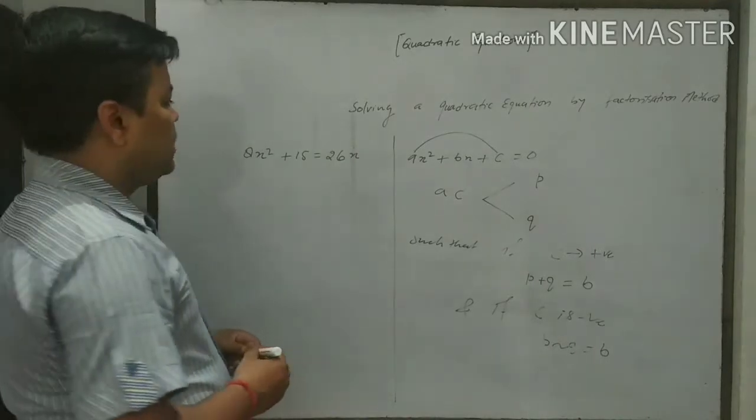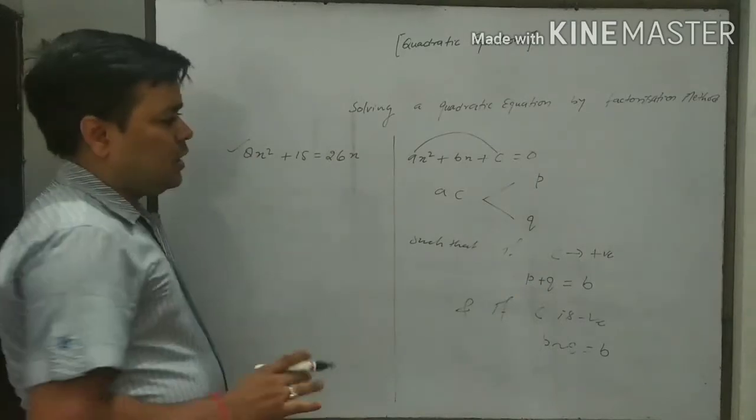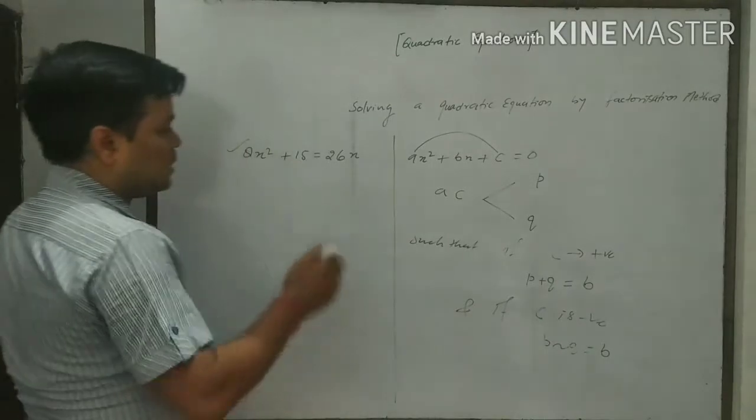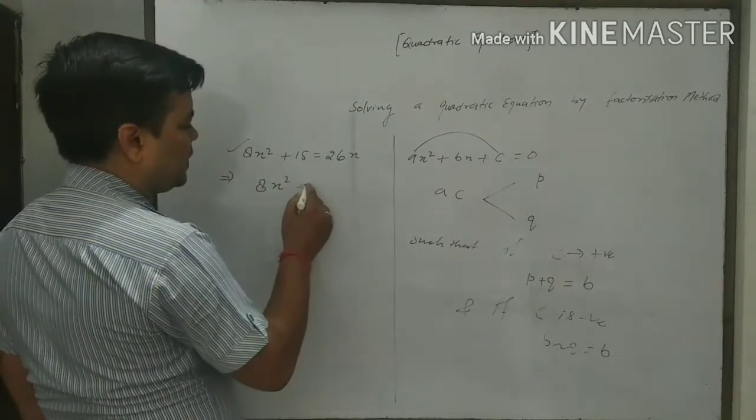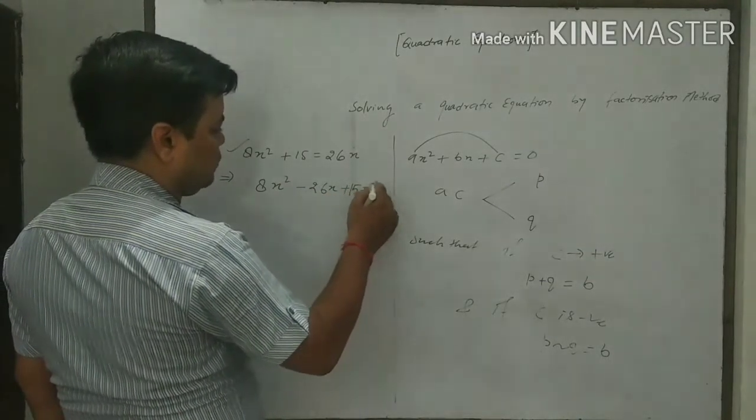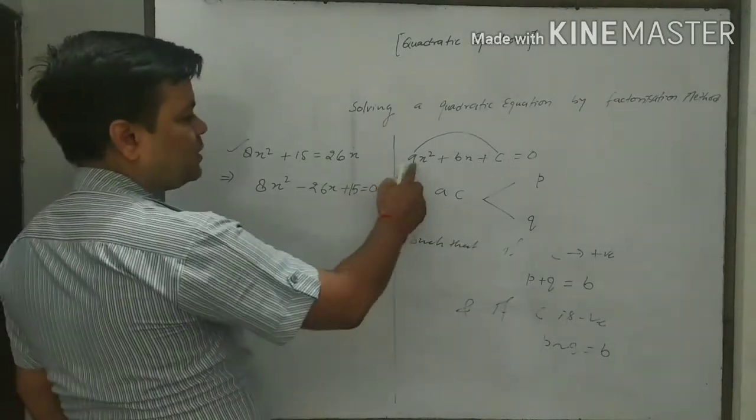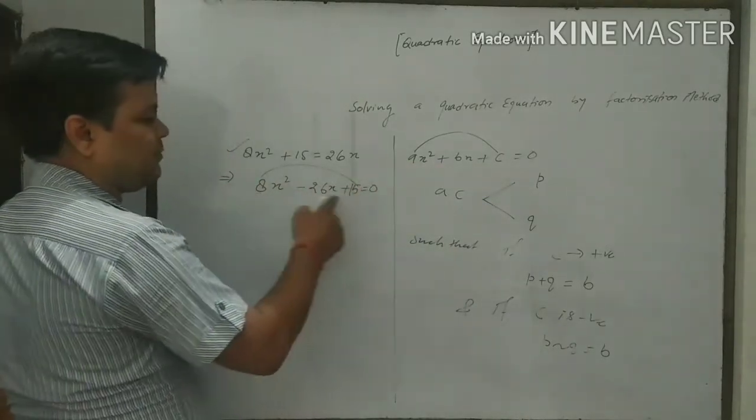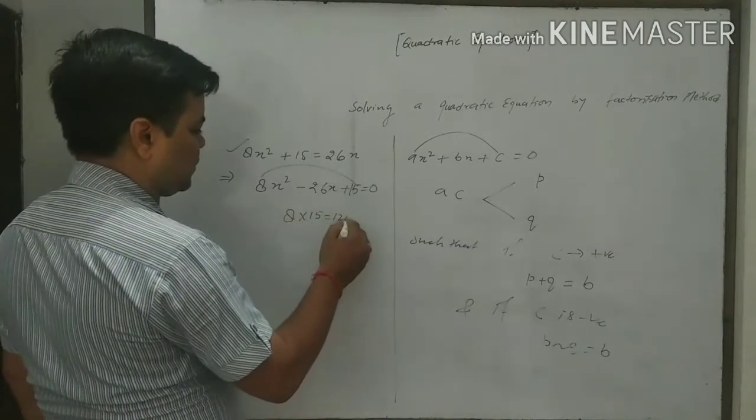First of all we should try to write the given equation in the standard form of the quadratic equation. Here we can write it this way: 8x square minus 26x plus 15 is equal to 0. Now what do we do? First we multiply the coefficient of x square and C, meaning we multiply this 8 and 15. This is equal to 120.